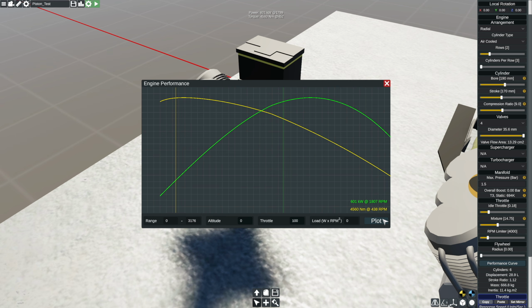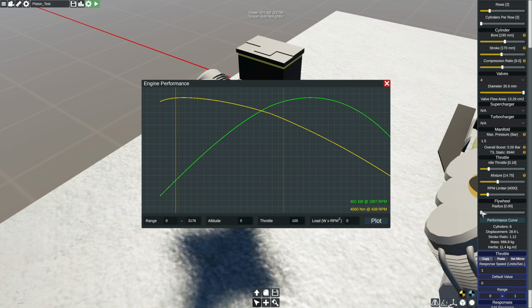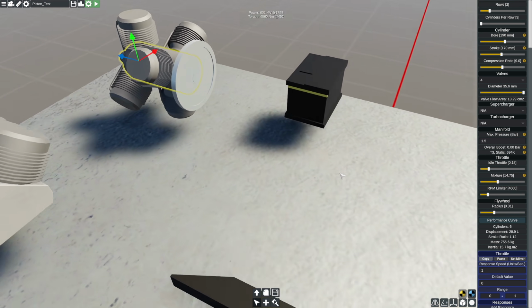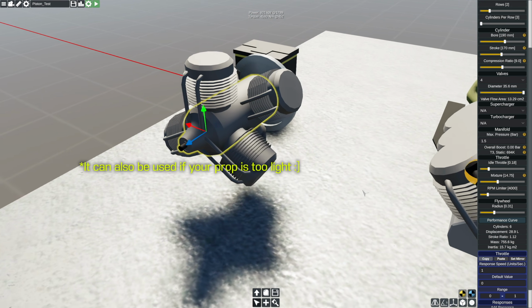A flywheel is used to conserve the engine's rotational energy and momentum by adding a rotating mass to the crankshaft. This will make the engine's power and rotation rate jump around less while it's operating, but will also make the engine assembly heavier.